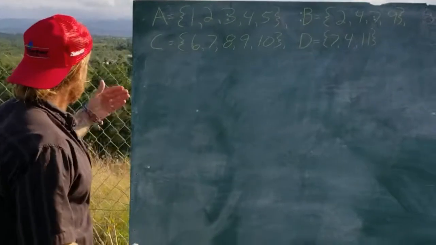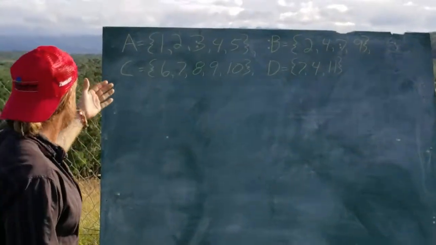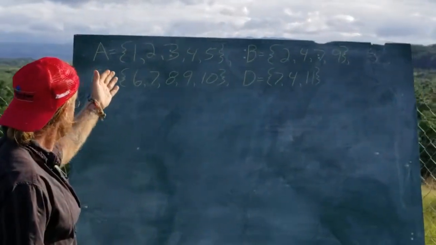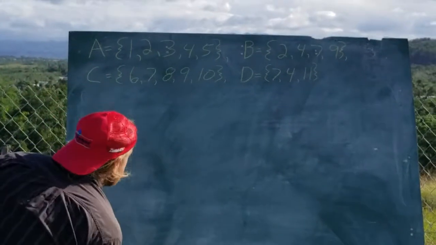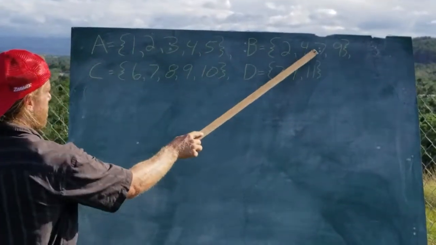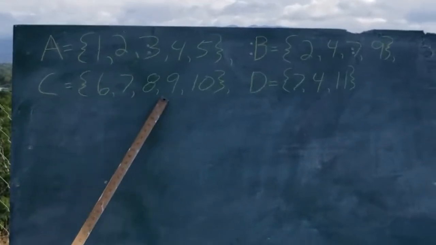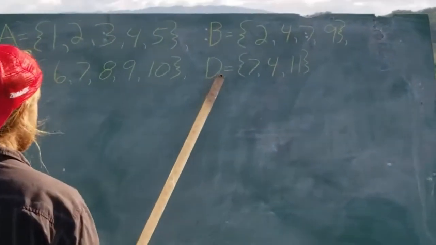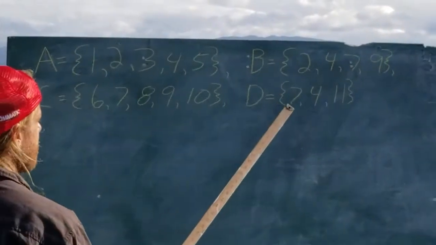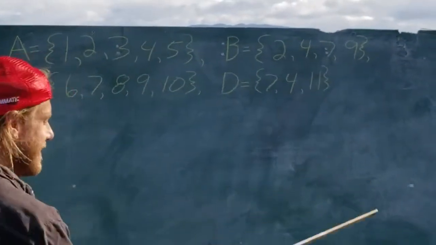So the homework, we have four different sets here. We have set A consisting of the elements 1, 2, 3, 4, and 5. Set B consisting of the elements 2, 4, 7, and 9. Set C consisting of the elements 6, 7, 8, 9, and 10. And D the set consisting of the elements 7, 4, and 11.